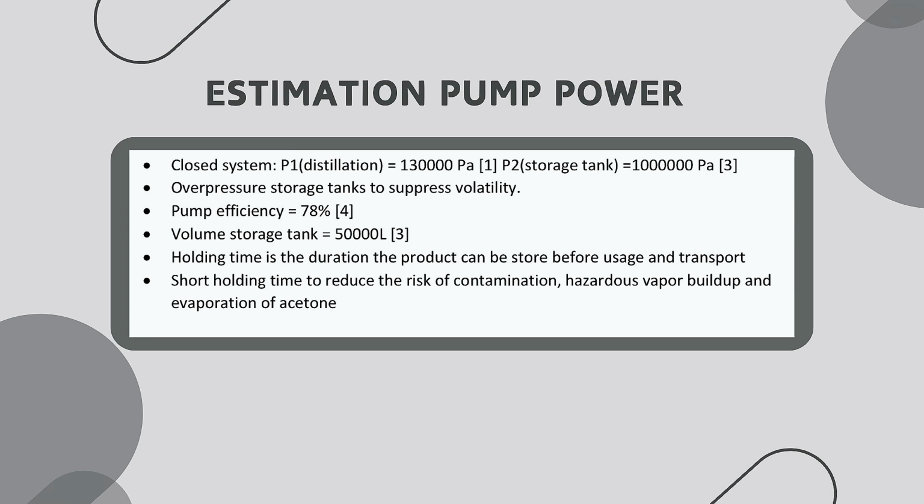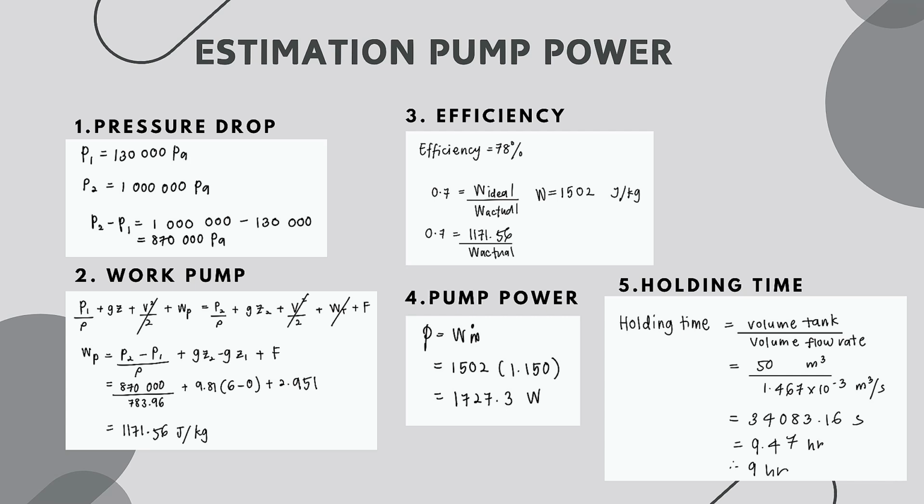For the estimation of pump power, we assume it is a closed system where the pressure from the distillation outlet is 130,000 Pascal and the pressure of the storage tank is 1000 kilopascal. It is overpressure to suppress volatility, and the pump efficiency is 78%, where the volume of the storage tank is 50,000 liter. Short holding time is used to reduce the risk of evaporation and contamination of the acetone. We find the pressure drop, which is 870,000 Pascal, and substitute the value into the energy balance equation to find the work ideal of the pump. And by using the efficiency, which is 78%, we can find the work actual, which is 1,502 joule per kg, and then multiply by the mass flow rate to find the pump power. And we can also find the holding time, which is 9 hours.